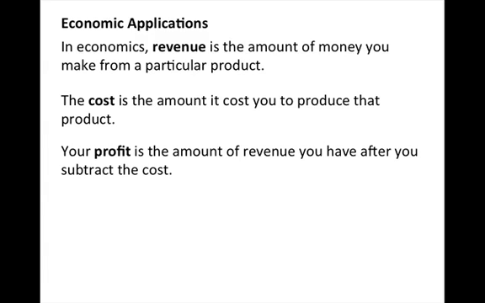Well, profit is the amount of revenue you have after you subtract the cost. So the bookstore had to pay a company a certain amount for that book, and then they sold it to you for $250. So the revenue that the bookstore made was $250, but they have to subtract their cost to determine the profit that they made. So if that book costs them $200, the $250 minus the $200 would give the bookstore a profit of $50.